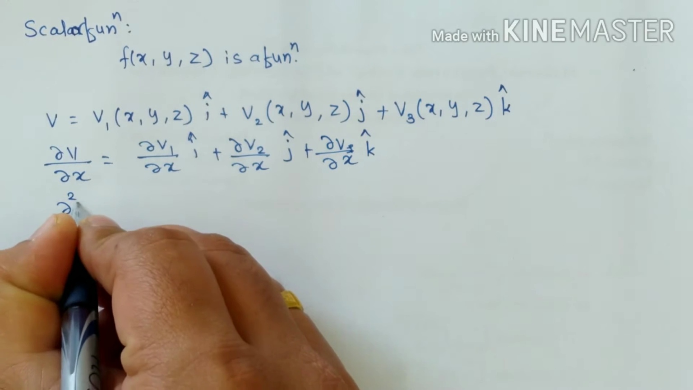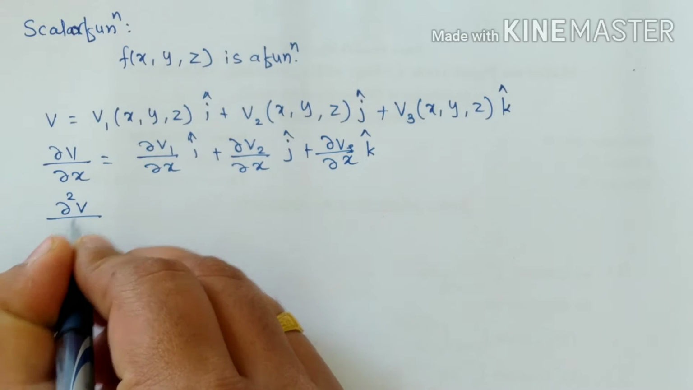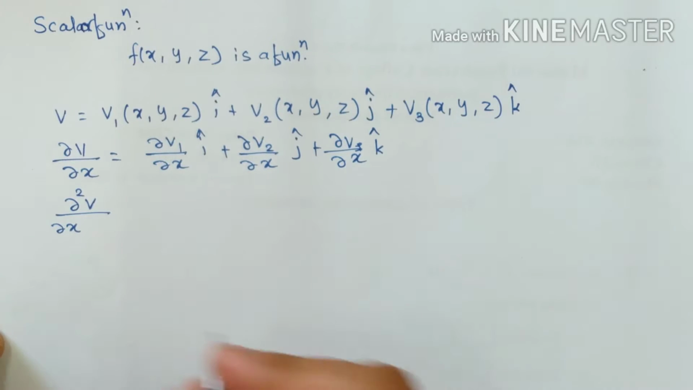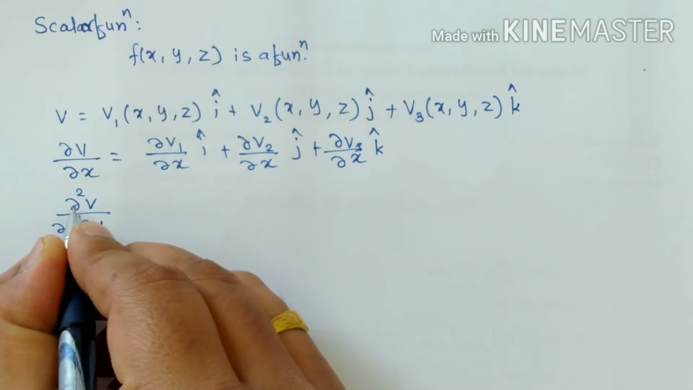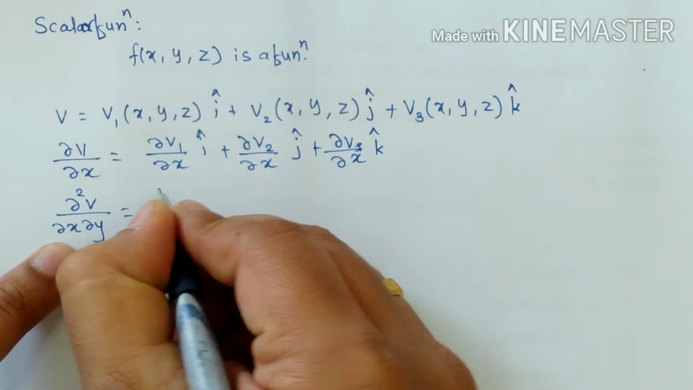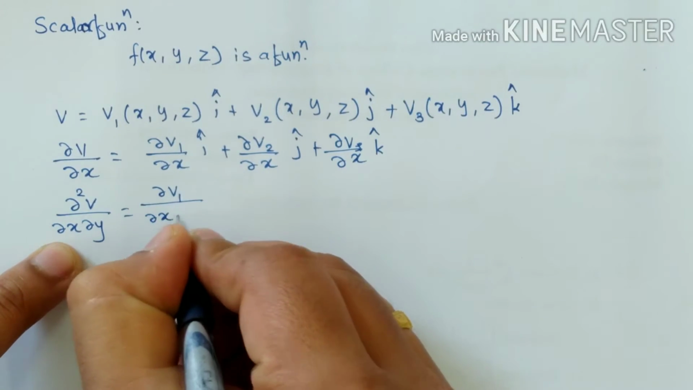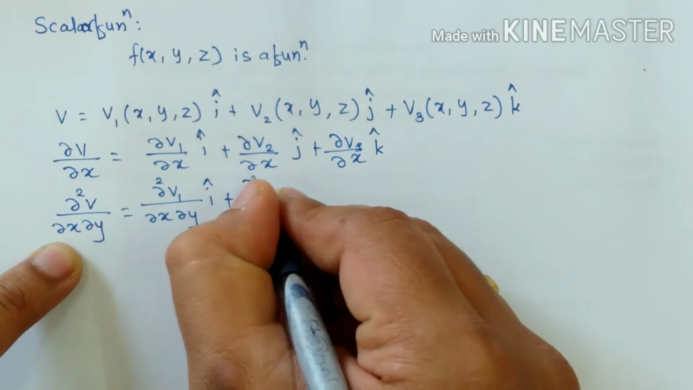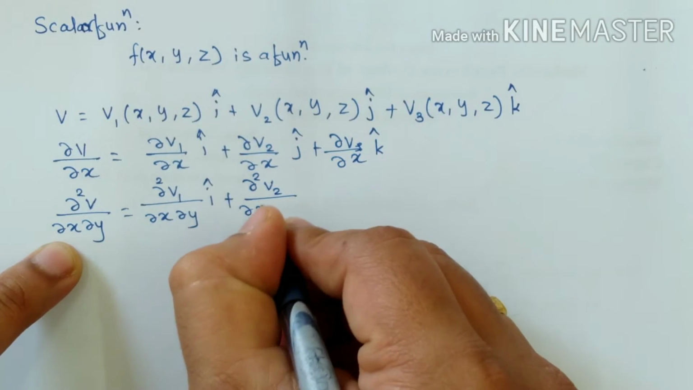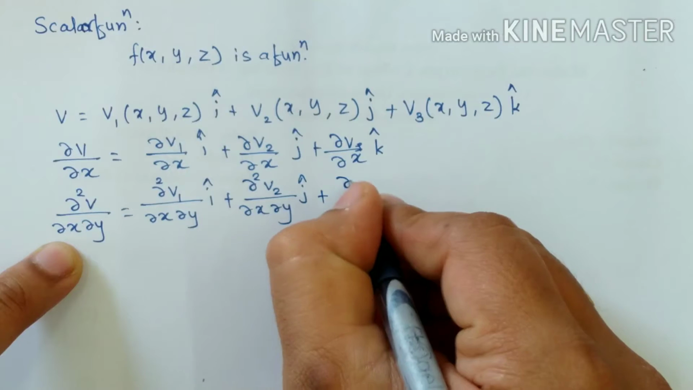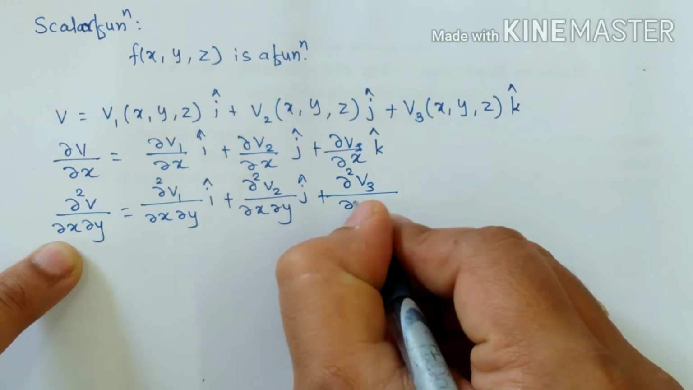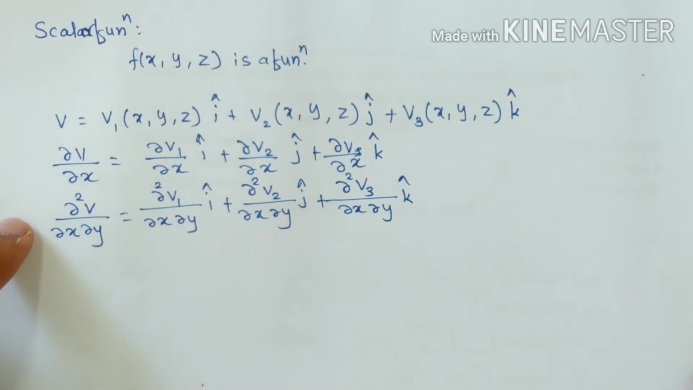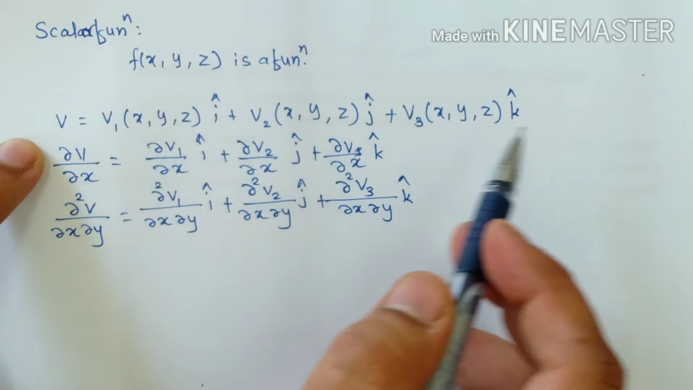Also, one can give the second order derivatives, the partial derivative of v with respect to x and with respect to y. The second order partial derivative of v with respect to x with respect to y is given as second order partial derivative of v1 with respect to x and y, plus del square v2 by del x del y, plus del square v3 by del x del y into k cap. So this way one can give the differentiation of a vector function having more than one independent variable.